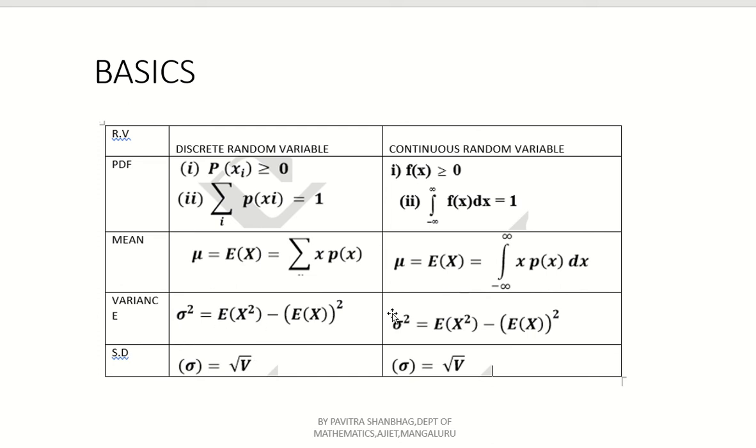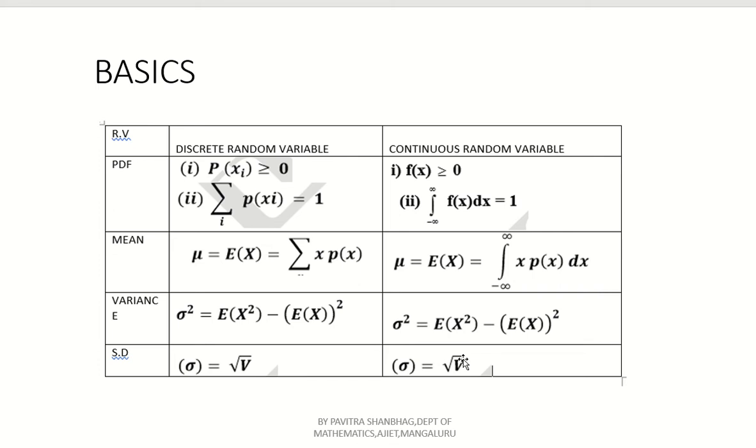Similarly, in the case of continuous random variable, here sigma square is nothing but E of x square minus E of x whole square, but here E of x square is nothing but the integration of x square p of x dx, or x square f of x dx, limits from minus infinity to infinity. And what is E of x? That is mu only. Be careful, here E of x square is totally different from E of x whole square. This is mean square, this is expectation of x square. And again here, standard deviation is sigma equal to square root of V.